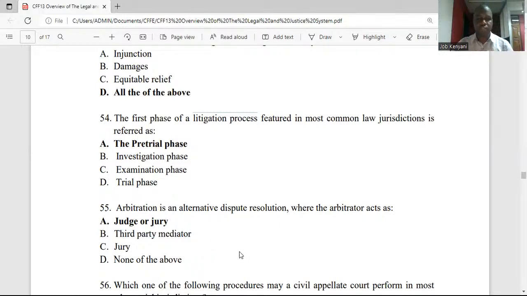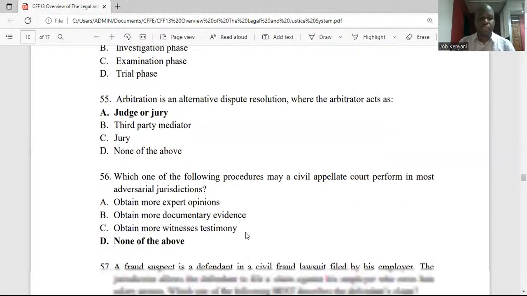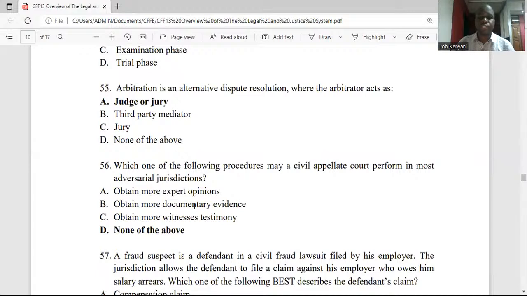I think we've looked at alternative dispute resolution mechanisms in detail. Which of the following procedures may a civil appellate court perform in most adversarial jurisdictions? Obtain more expert opinions, obtain more documentary evidence, obtain more witnesses' testimonies.